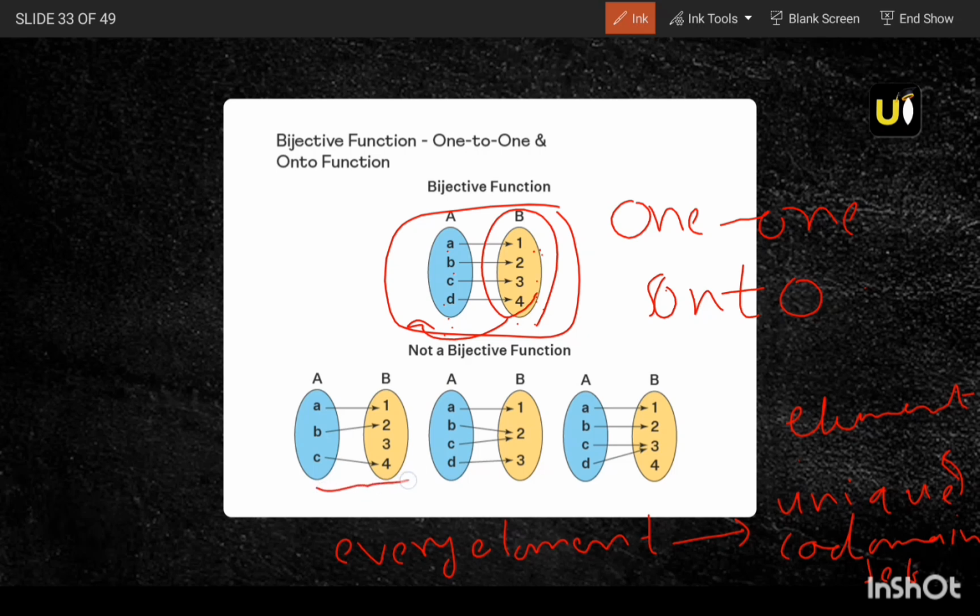Whereas in the following examples, here 3 does not have an element in the domain set. B and C are mapped to 2. Here 4 does not have an element and 3 is mapped to 2 elements. So these 3 are not examples of a bijective function.